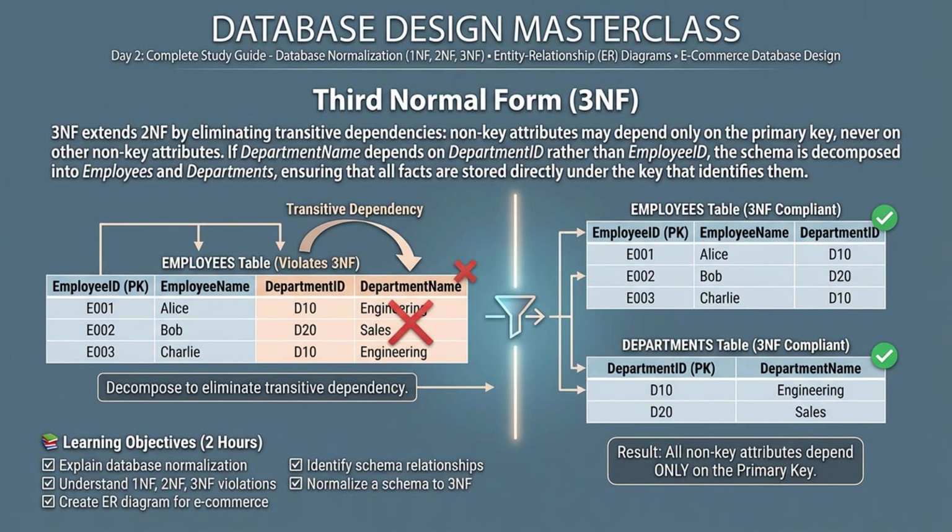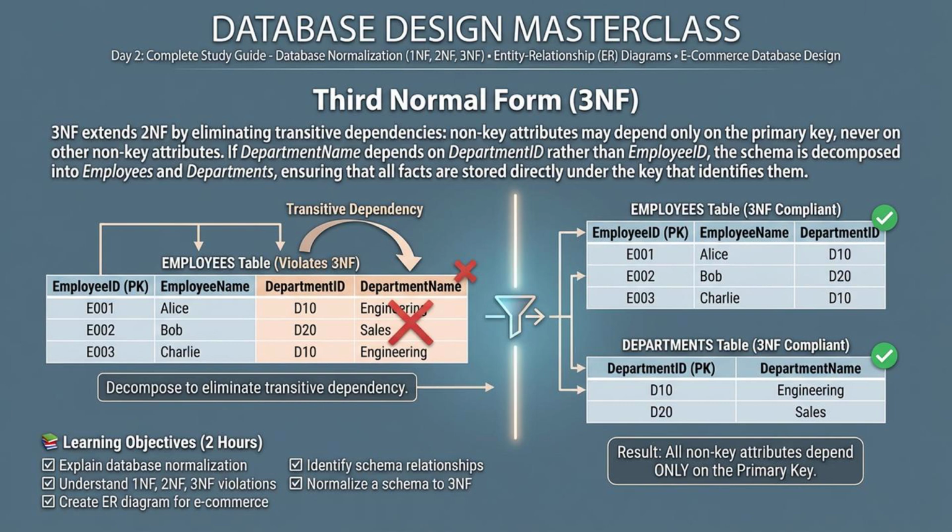However, notice department name. It doesn't directly depend on employee ID. Instead, department name depends on department ID. Since department ID itself is not the primary key, but rather another non-key attribute, we have a transitive dependency. Essentially, a non-key attribute, department name, is dependent on another non-key attribute, department ID, which in turn depends on the primary key, employee ID. This structure causes redundancy.